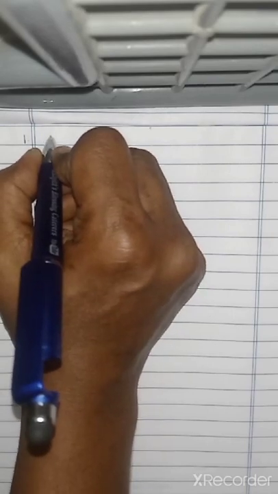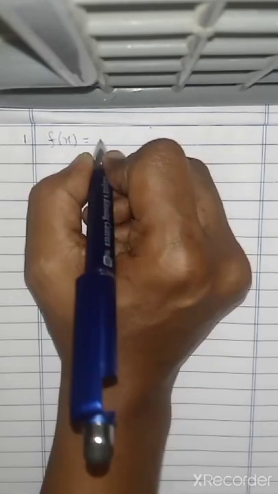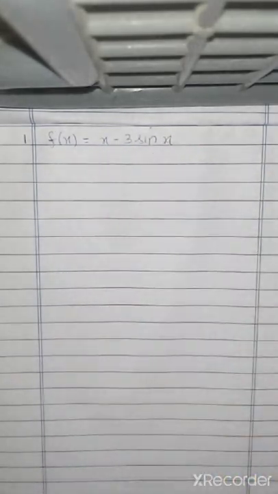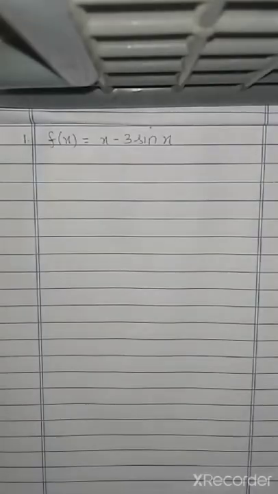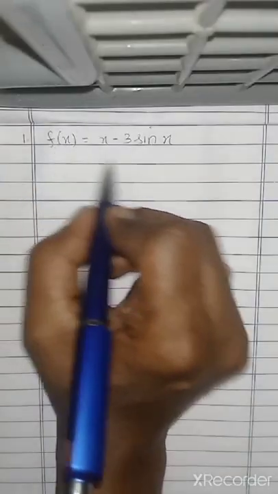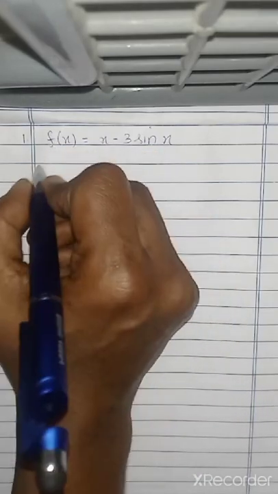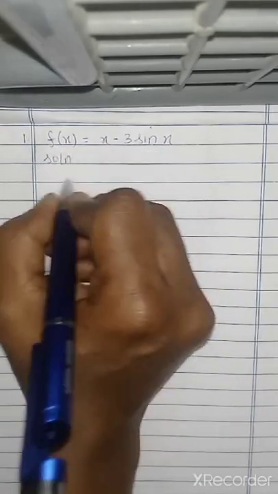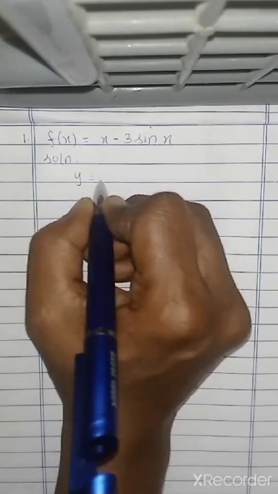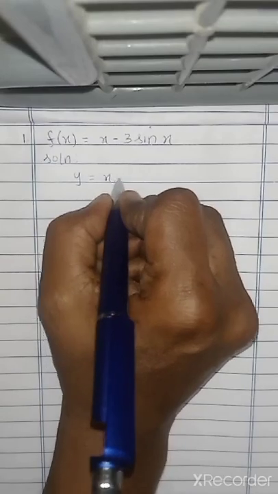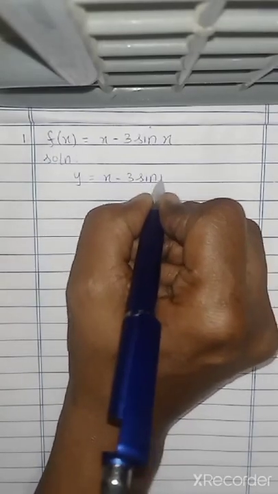Okay, now we will get into the exercise. It is given that f of x equals x minus 3 sin x. Now we are going to differentiate this one. So how can you differentiate? Whatever is given, we have to take it as the y function. So y equals x minus 3 sin x.